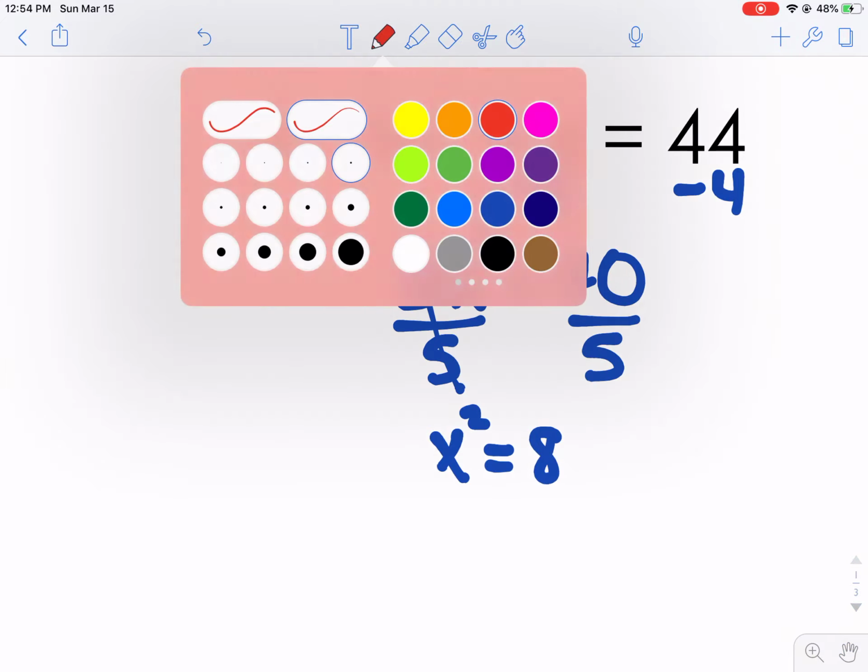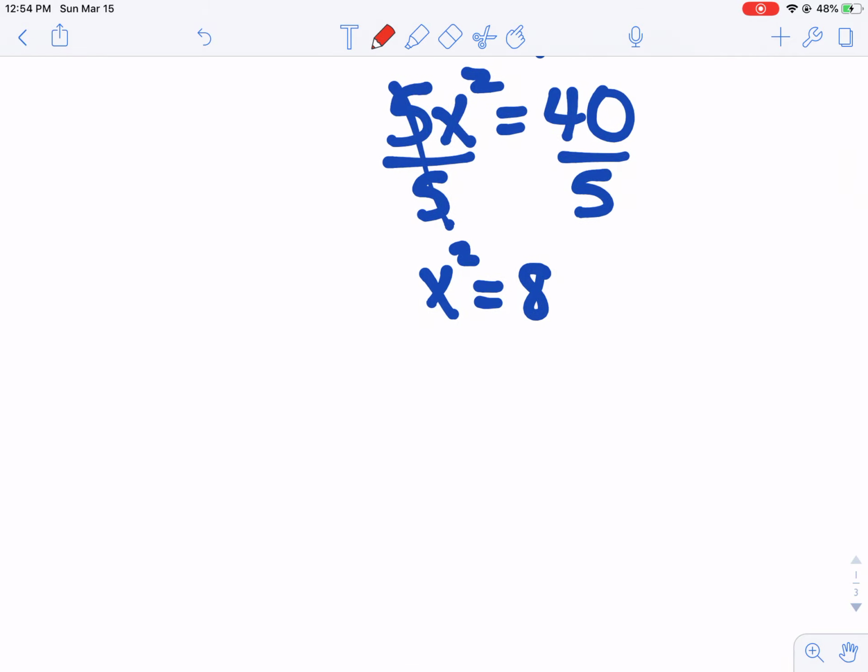Now that the x squared term is isolated, we can square root both sides. So the square and the square root cancel, and I'm left with x. Now, I've got a bit of a problem because square root says what number times itself makes 8, and I can't think of one. So this is where a lot of times the Regents will say, give the exact answers.